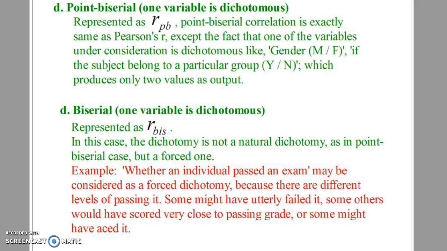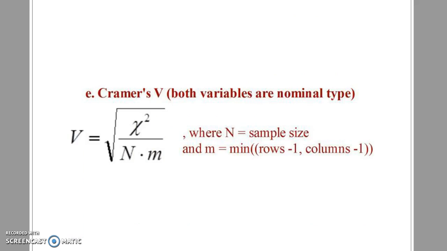So the last one that we want to talk about is Cramer's V. Cramer's V is a unique one in which both variables are nominal, which means that it measures the strength of relationship between the nominal variables. Most researchers do not use this often, but yes, there are researchers that have used this and it is statistically correct.